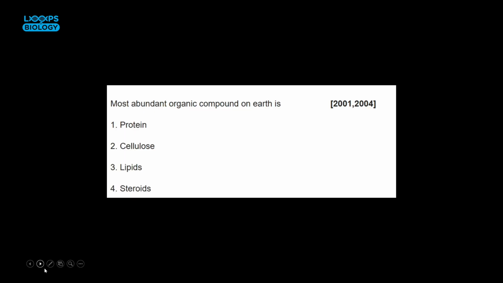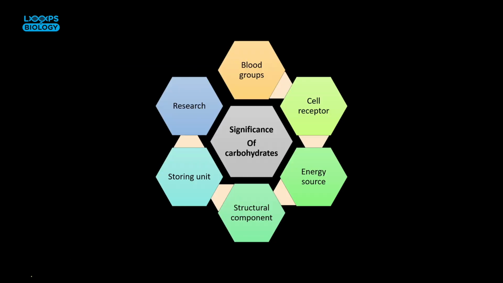So let's move on to the next part, the most abundant organic compound on earth. It is nothing but cellulose, guys. It has been asked 2 times in NEET, that is 2001 and 2004. It is the most abundant because of the number of plants. So based on the number of plants, you are going to see that cellulose is the most abundant organic compound.